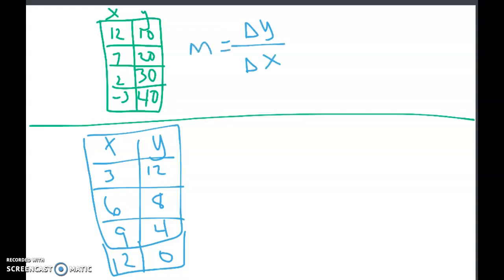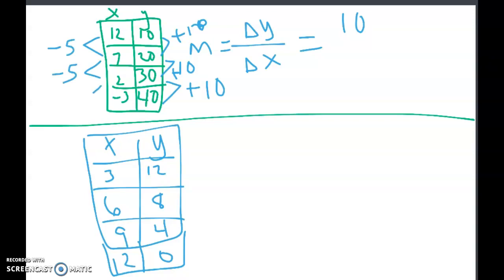So if you look here, y is changing by adding 10 each time. That is a 10, not a 16. So your change in y is 10. And then if you look at x, you can see that your change in x is minus 5 each time. So it'll be 10 and negative 5.